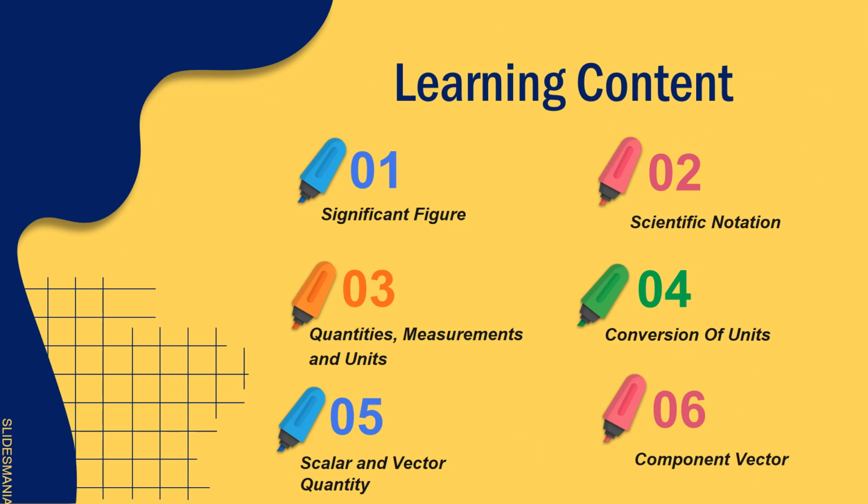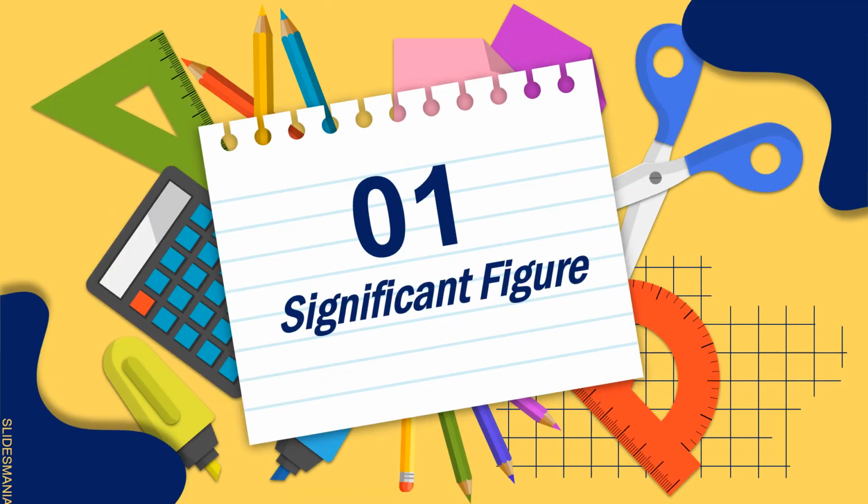Let's have the learning content for today's discussion. First, we have the significant figure. Second, we have the scientific notation. Third is the quantities, measurements, and units. Fourth is the conversion of units. Fifth is the scalar and vector quantity. And sixth is the component vector. So let's proceed to our first topic.